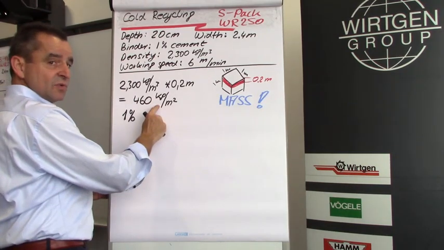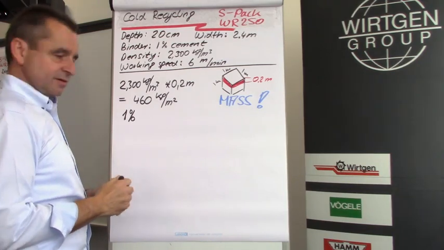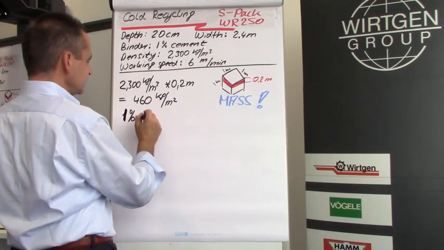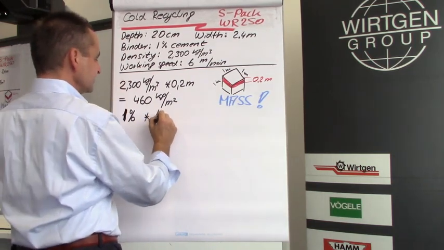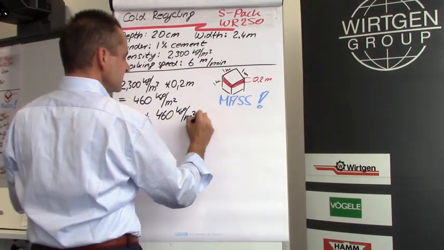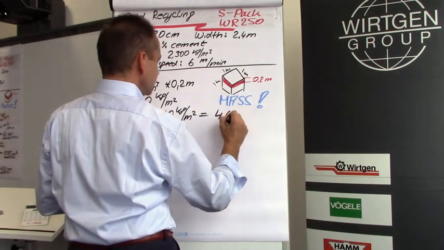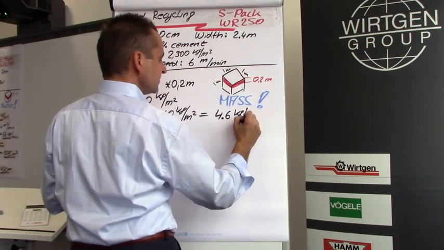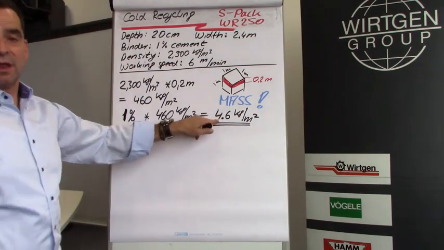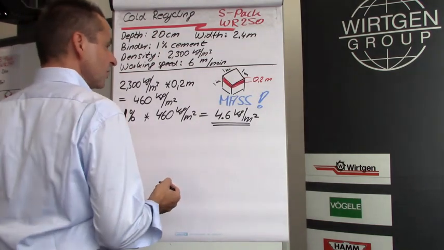We already calculated 460 kilograms per square meter we will mix. The 1% out of it means 1% out of this 460 kilograms per square meter, which equals 4.6 kilogram per square meter. What does this mean? Now we know on each square meter we have to spread 4.6 kilograms.